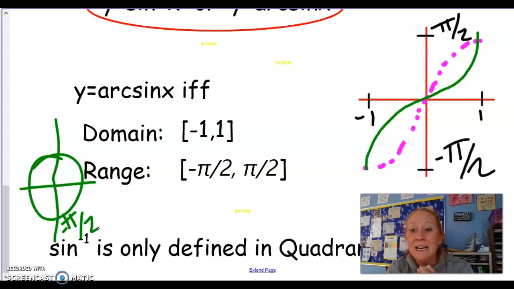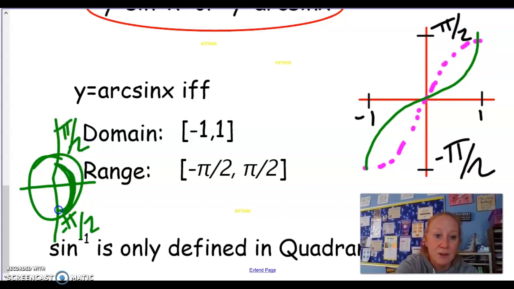It's kind of like when you first learned to drive. Did you know that 3 right turns equal a left turn? This is just like going the fast way, as opposed to taking 3 quadrants the other way. And this is pi over 2. So this is where this is going to be defined. And so sine inverse is only in quadrants 1 and 4.